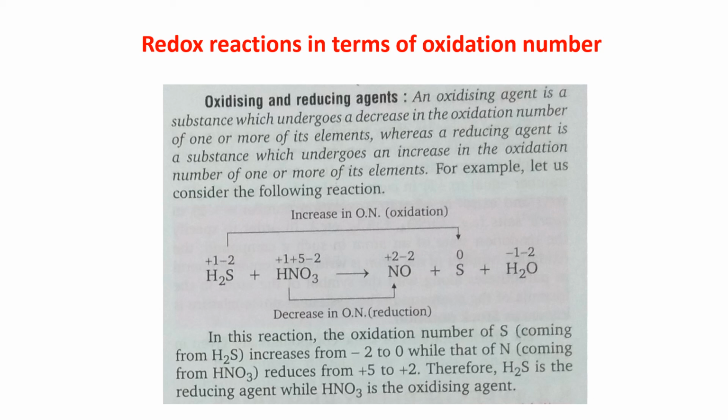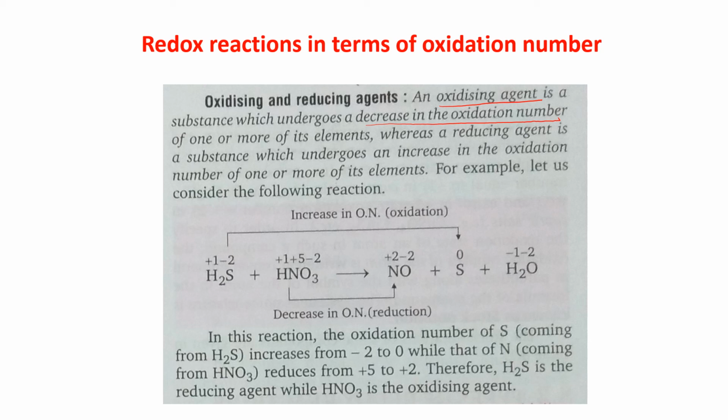Oxidizing and reducing agent. An oxidizing agent is a substance which undergoes a decrease in the oxidation number of one or more of its elements, whereas a reducing agent is a substance which undergoes an increase in the oxidation number of one or more of its elements.